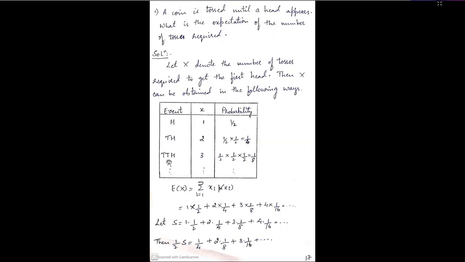And next one, suppose you toss a coin three times and you get T T H. Let x denote the number of tosses required to get the first head. So when you toss a coin three times, if you get the head on the third toss, then x will be equal to 3 and this probability will be 1 by 2 into 1 by 2 into 1 by 2, that is equal to 1 by 8.